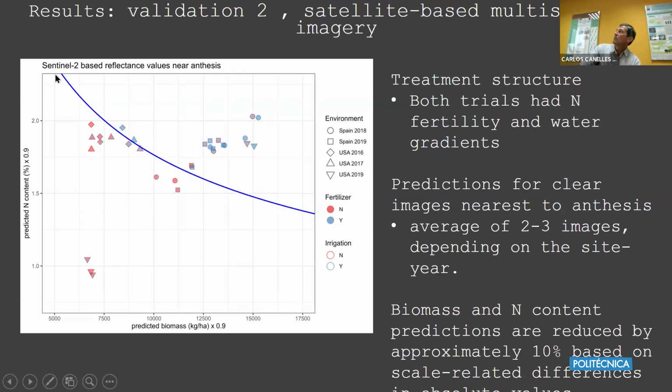But basically, all of the red in this across the 2 different trials are where fertilizer was not applied. All the blue is where fertilizer was applied. The outlines are indicating no or yes irrigation. And so again, that's our critical nitrogen dilution curve. These are predicted values corrected by about 10%. And so across a lot of different site years, at least from a nitrogen perspective, that curve seems to be in a relevant place.